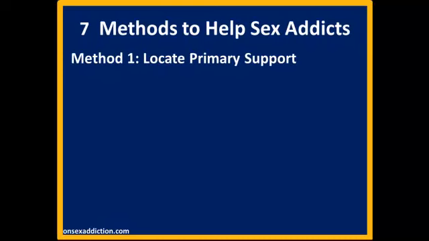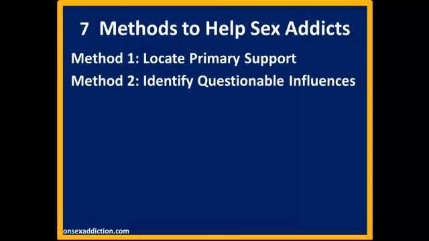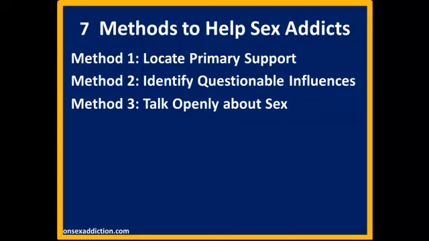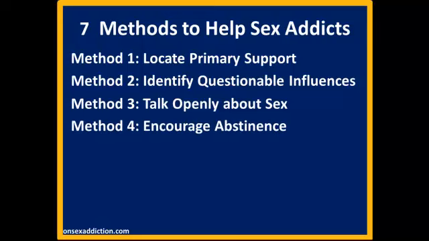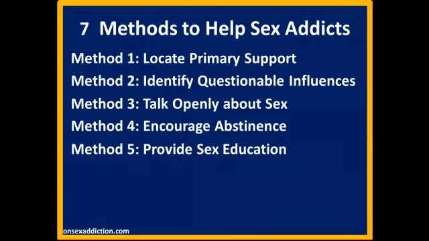In review, the 7 methods to help sex addicts. First is to locate a primary support system by helping them create a trusted support system that they can rely on. Second method is to identify the questionable influences and really eliminate or control the bad influences in their lives. The third method is to talk openly about sex, and don't fear talking about sex. Create a non-shaming atmosphere for your patients and clients. Method 4 is to encourage abstinence, a temporary period of no sex at all so they can become comfortable with themselves.